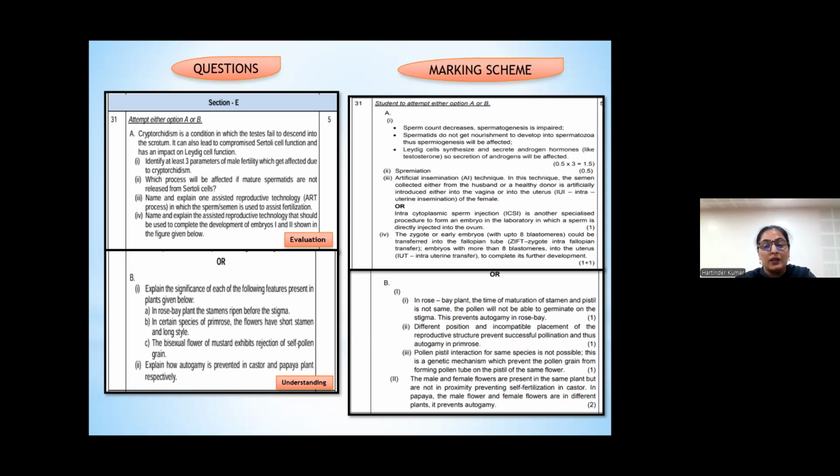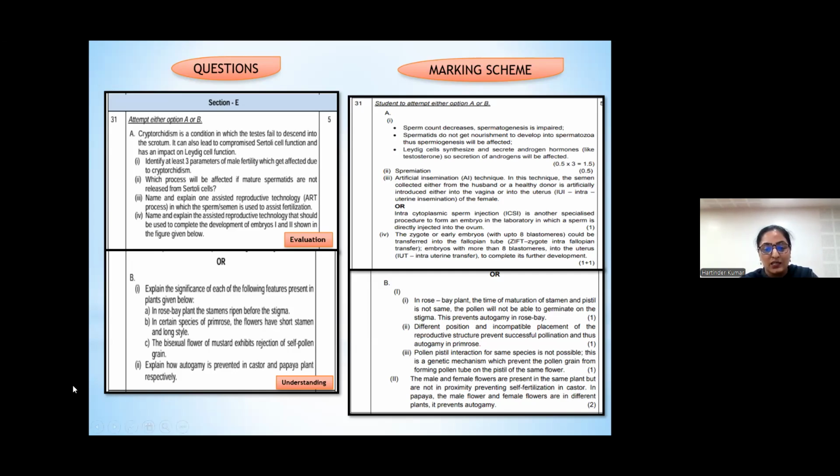That is, they are protecting themselves from self-pollination. Third is the bisexual flower of mustard, which exhibits rejection of self-pollen grain. That is pollen-pistil interaction. This means these devices, the child should know, should remember and should understand, are very simple; only the language has been changed.